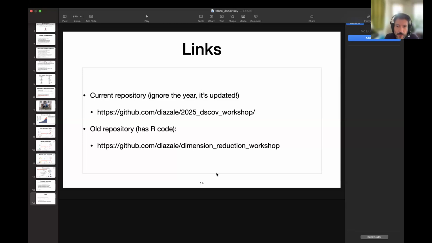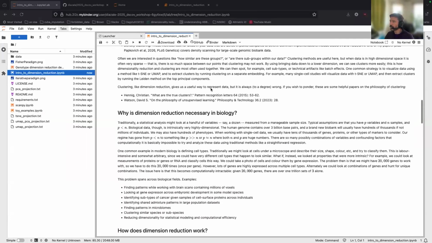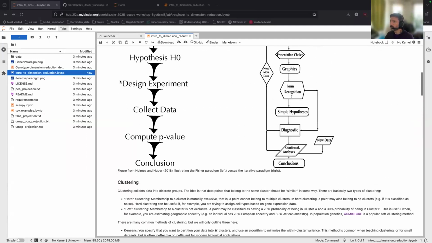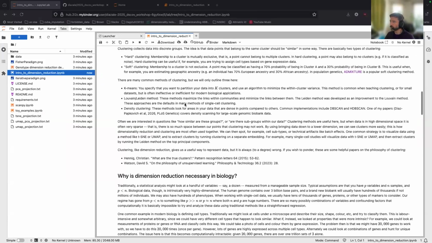So I'm going to share one of the notebooks here. Do people see my Jupyter notebook right now? Yeah, okay. So there are four notebooks in here, and you can see a lot of it covers what I've already talked about.